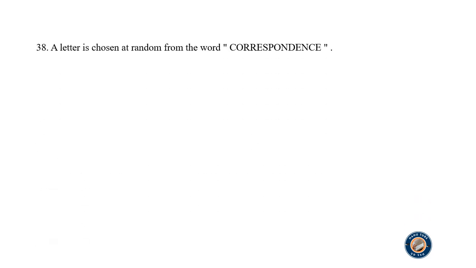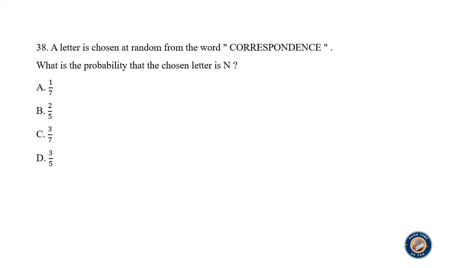Question number 38. A letter is chosen at random from the word correspondence. What is the probability that the chosen letter is N? A. 1 over 7. B. 2 over 5. C. 3 over 7. D. 3 over 5.